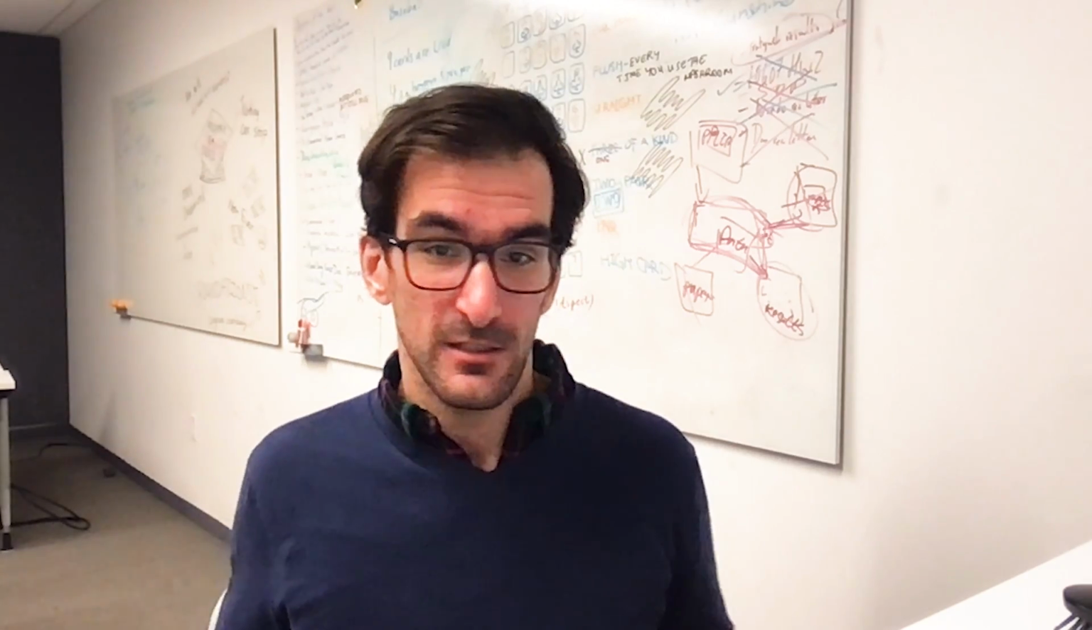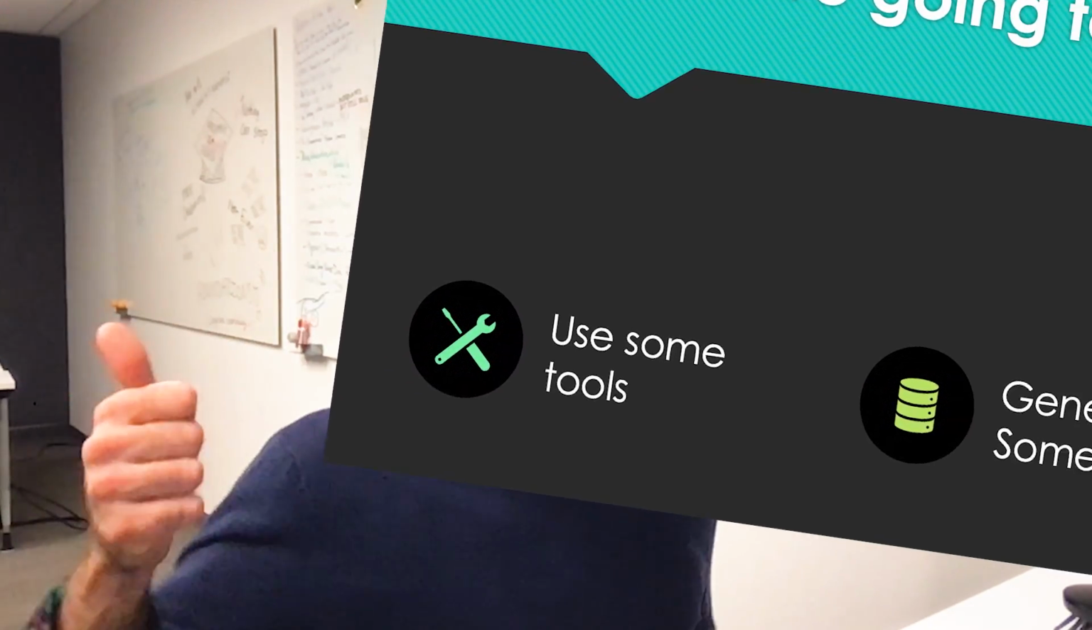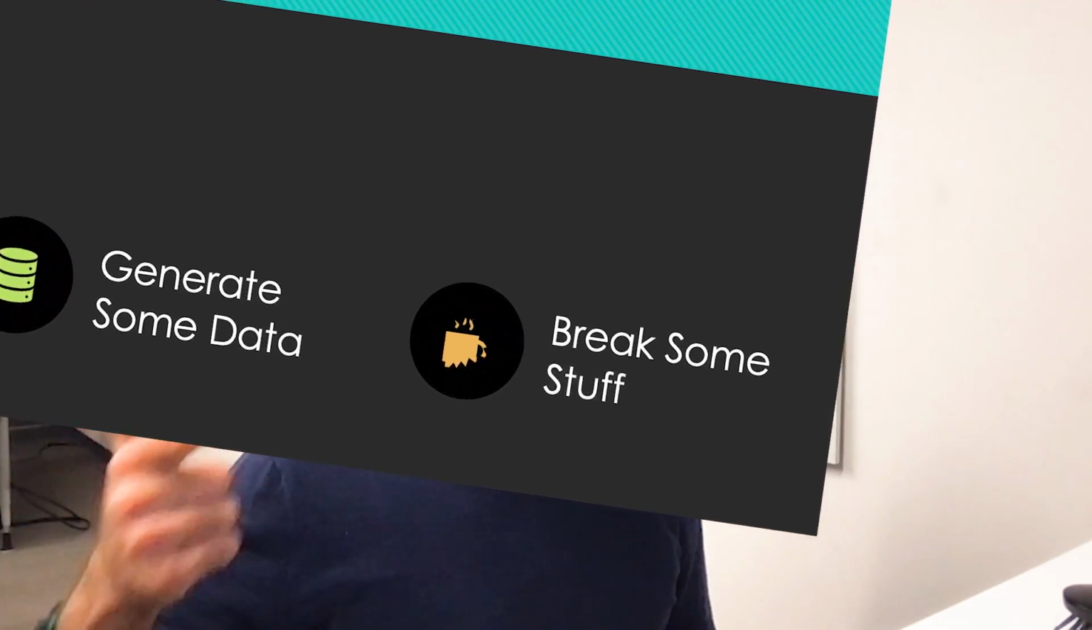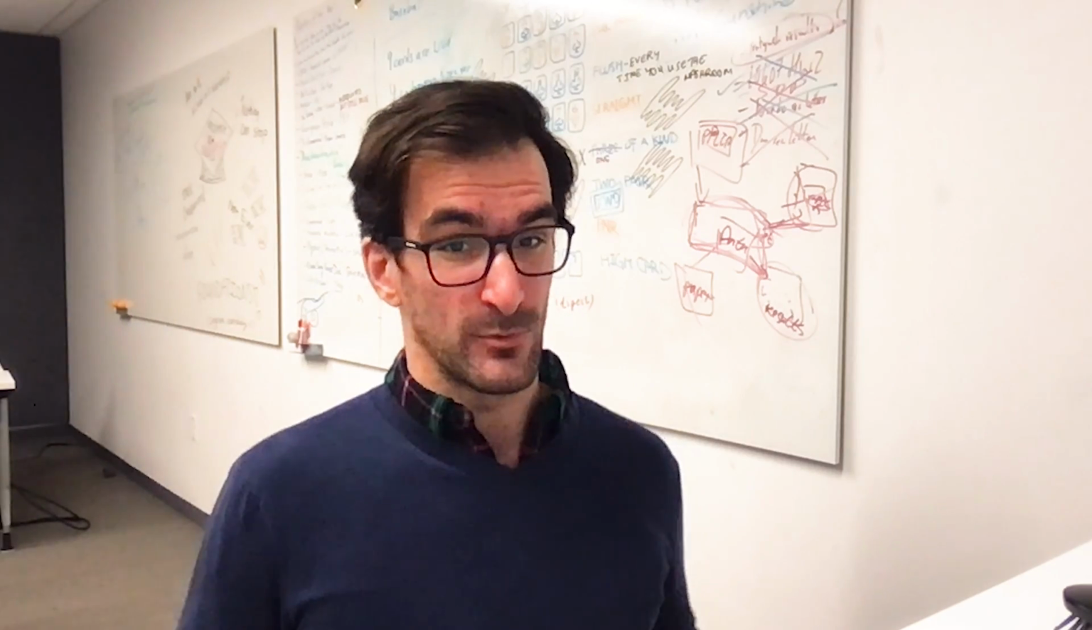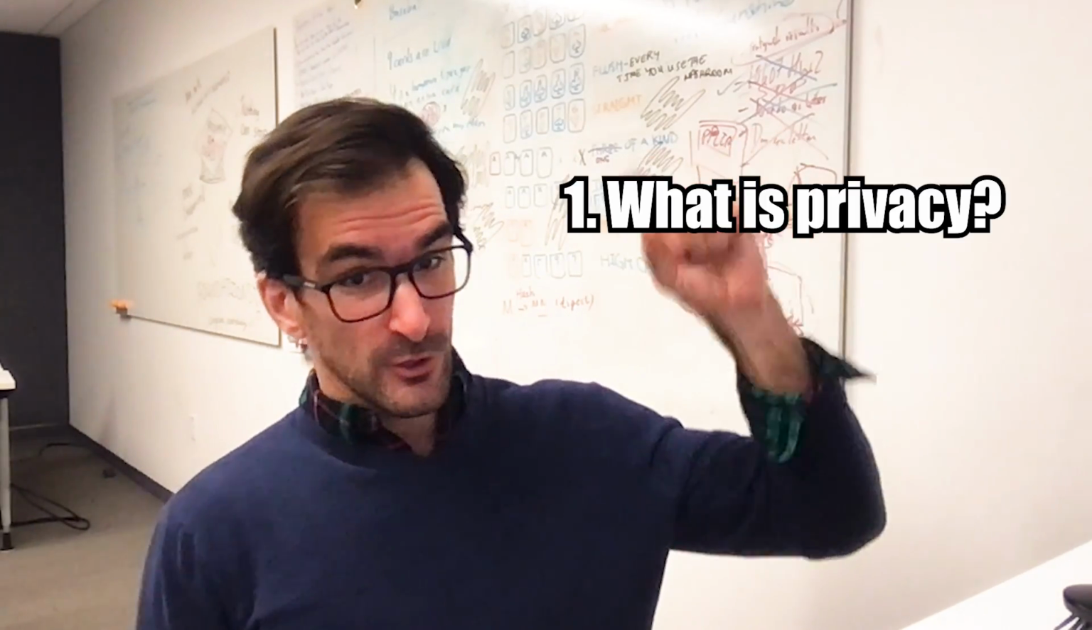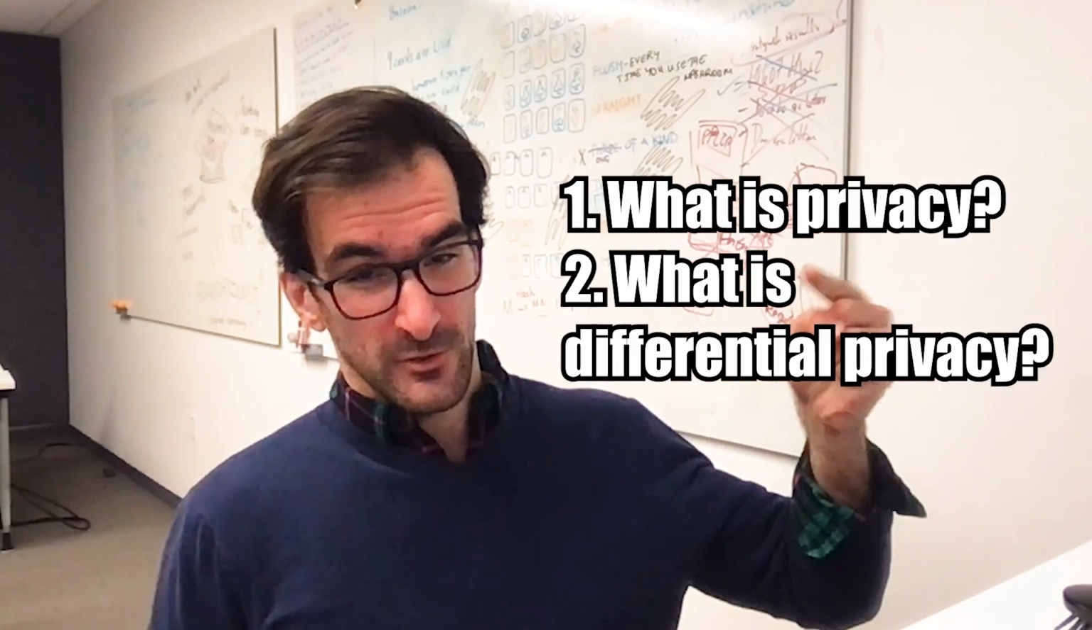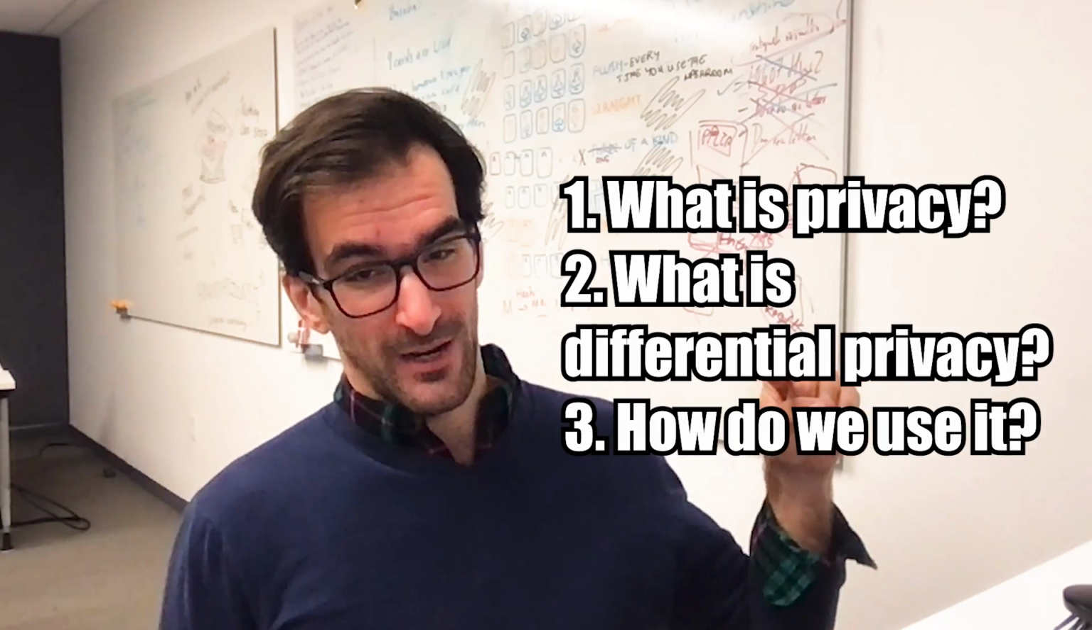So the goal here today, well, we're going to use some tools, we're going to generate some private data, and we might even just break some stuff if we're lucky, which defines our goals for today. Well, learn what privacy is, learn what differential privacy is, and learn how we can use differential privacy in data pipelines. First off, we're going to define privacy.